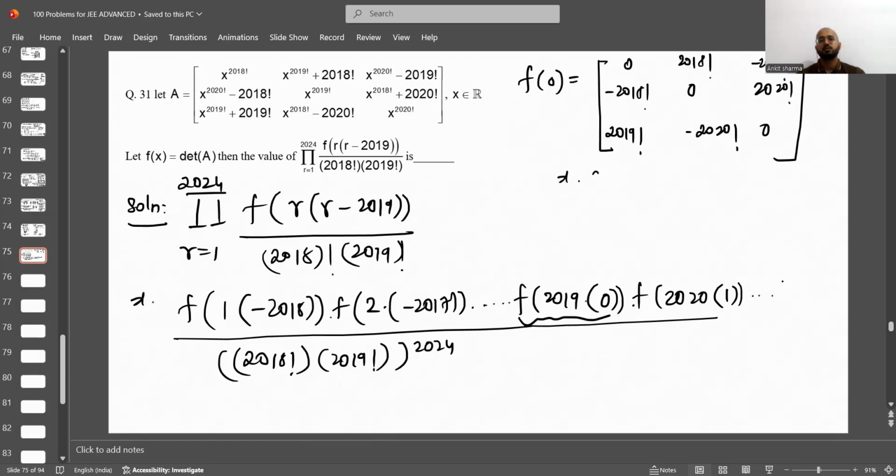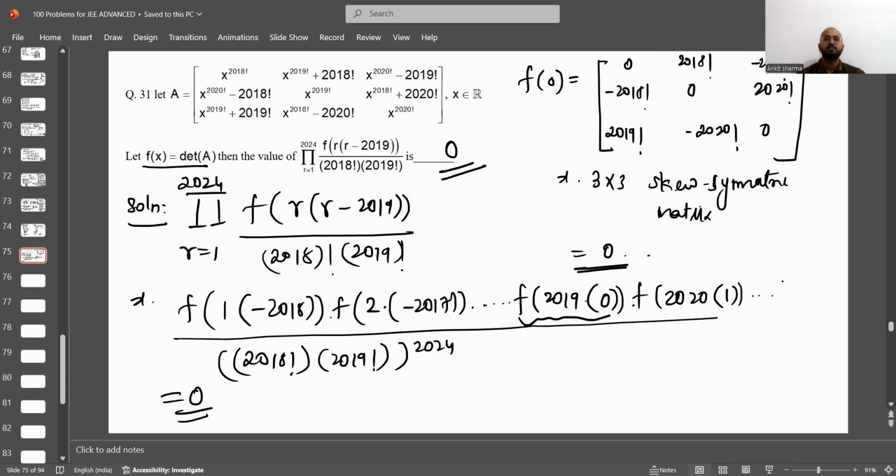So now this turns out to be a 3 cross 3 skew symmetric matrix. And its determinant is going to be 0 here. So this f of 0 turns out to be simply 0, the determinant, because f of x is nothing but the determinant of A. So which is 0. That means this entire expression turns out to be simply 0. So the answer would be 0.